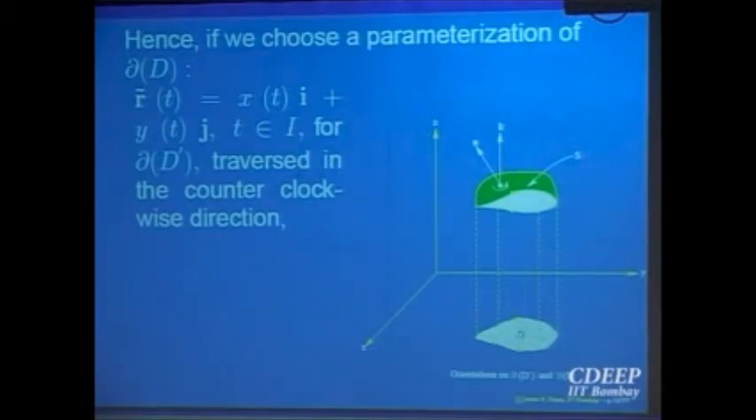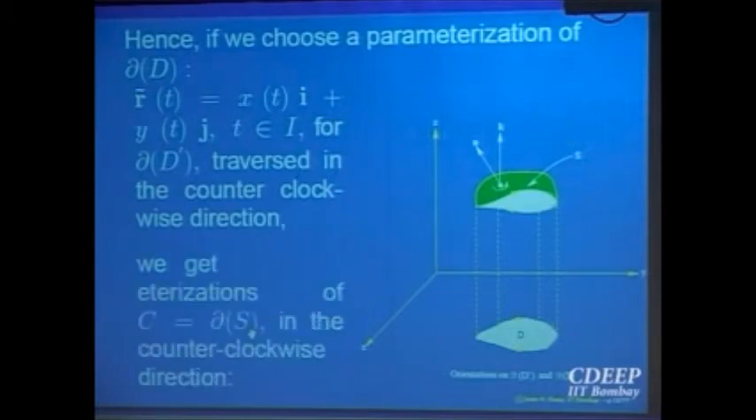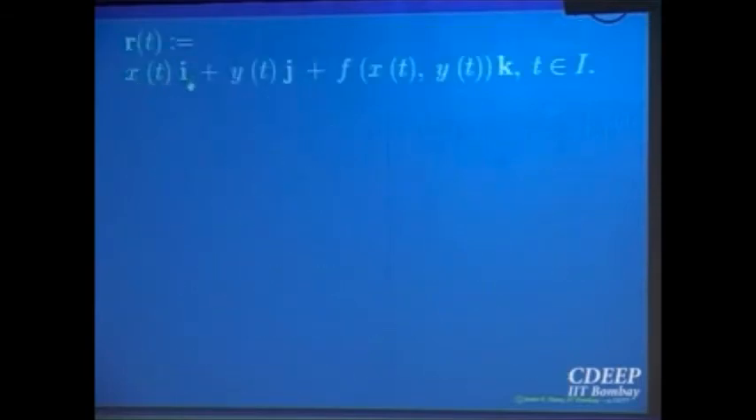I want to lift it up. What is the meaning of lifting it up? Only the z component has to be added. x and y remain the same. What is z? To be on the surface, z is equal to f(x,y). So I get a parameterization for the boundary in the counterclockwise direction. It will be x(t) i + y(t) j + f(x(t), y(t)) k, t belonging to the same interval. Only the z component is added. It is only lifted up now. That's all. So this is the parameterization.